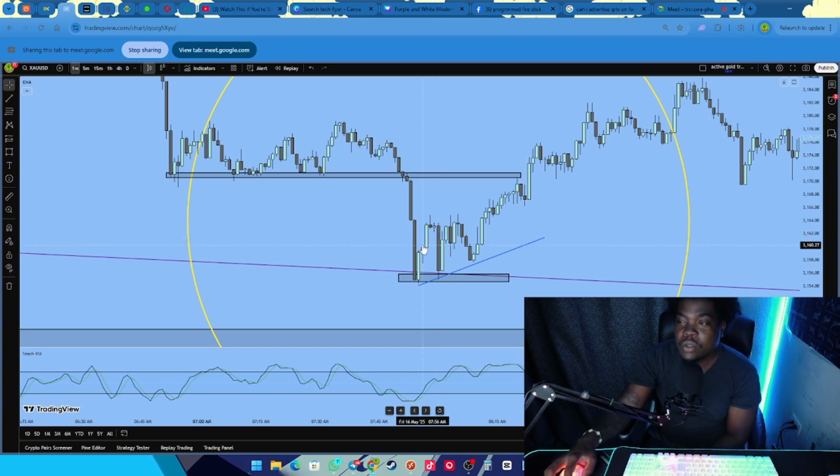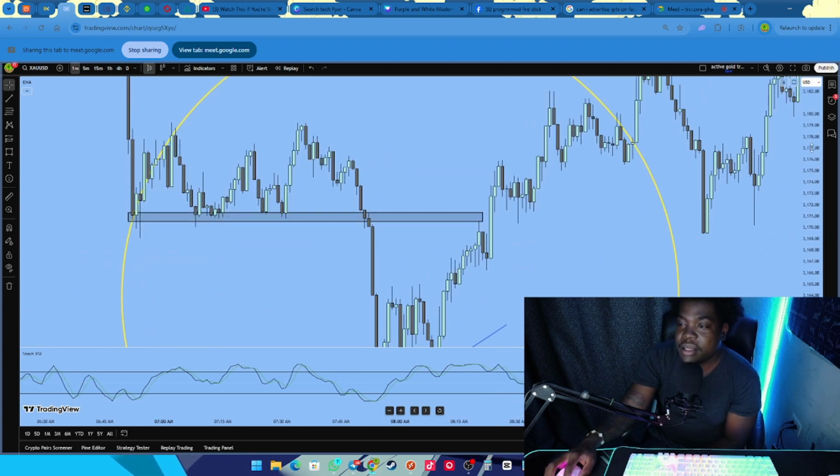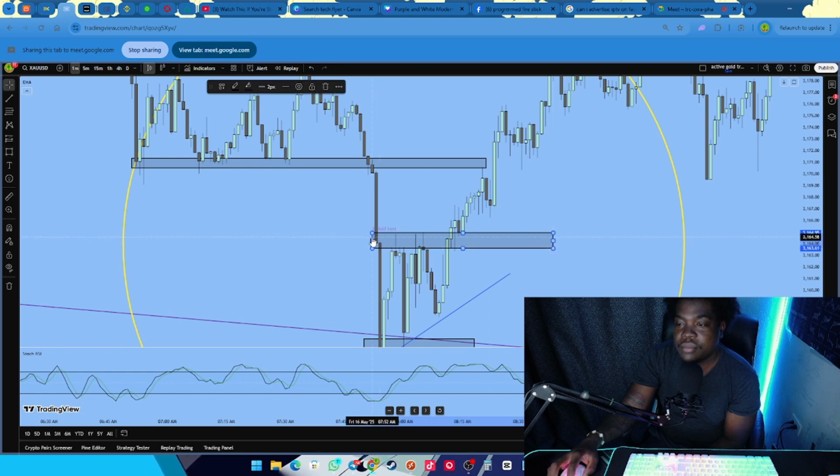Right? So your main thing that you would look for is a bullish engulfing. Now a bullish engulfing candle is a big candle. Now a big green candle to break a level. So remember.